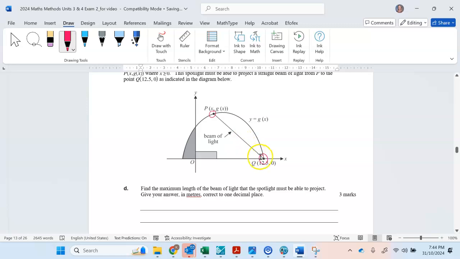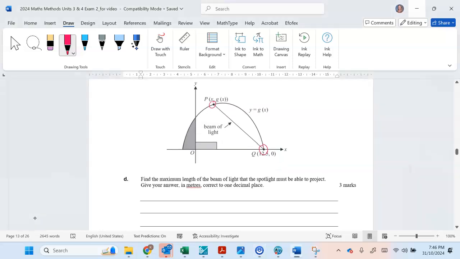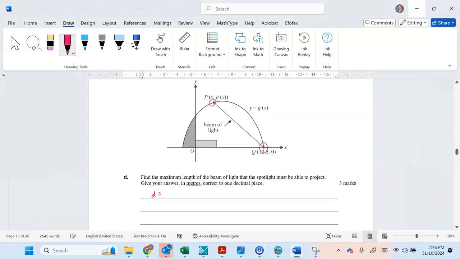So clearly the maximum distance... I'm just thinking of different ways of doing it. We could use the distance formula and then find the derivative and let it equal 0. The maximum distance will also be perpendicular to the tangent of this graph. So I'm wondering whether to do it that way. Let me just think. All right, I think I'm going to use the distance formula because that's what they use in their solution. So let's be consistent with that.